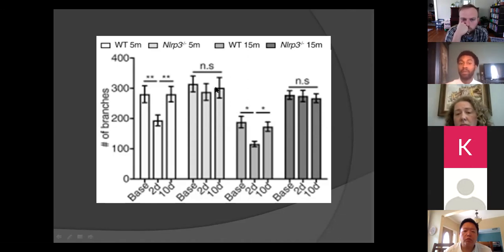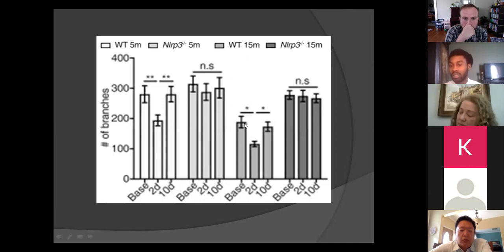Then moving into the 15-month-old mice, the reason I believe they have fewer branches compared to the 5 months is that these mice are a lot older, so they aren't as healthy. They have reduced neuron function. Like I said earlier, the aging neurons. So I think they have a lot fewer branches to begin with, but they show the same trend, just in the older mice. From the base to 2 days to 10 days, it went down at 2 days and back up at 10 days.